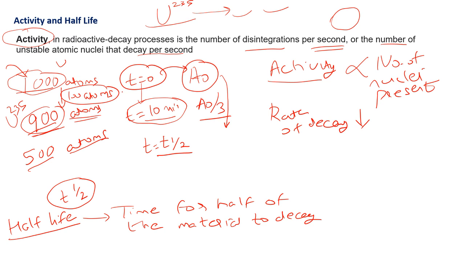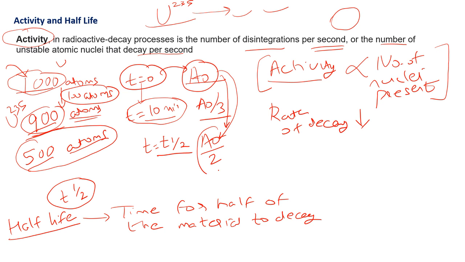Okay, so a few more additions. See, at t is equal to 0 there were 1000 atoms and the activity was A0. And what does activity represent? The number of disintegrations per second. So the uranium was disintegrating at a much faster rate initially at t is equal to 0. I have told you this activity is directly proportional to the number of nuclei present. So if the atoms were 1000 and the activity is A0, if the atoms are halved, so 1000 becomes 500, then the activity will become half. So at t is equal to t half, the activity comes out to be A0 by 2.